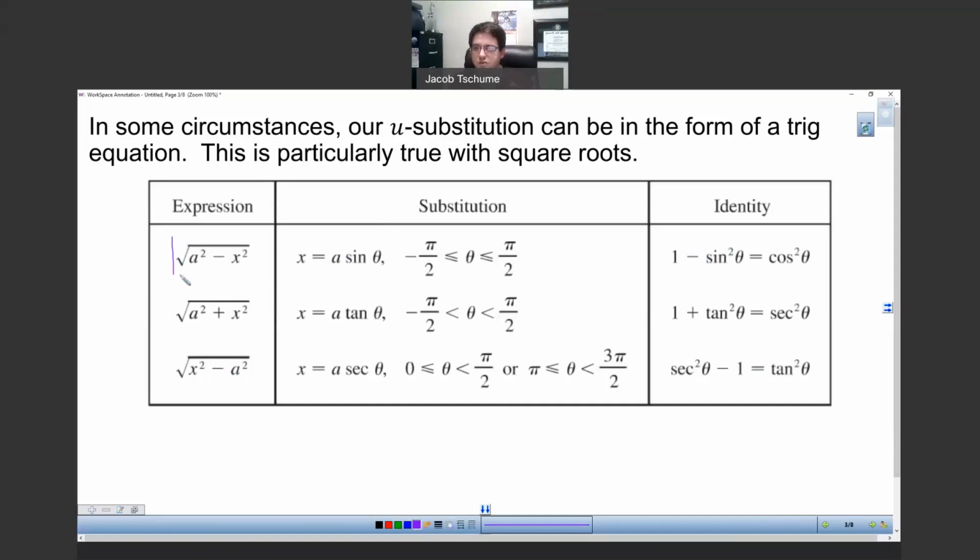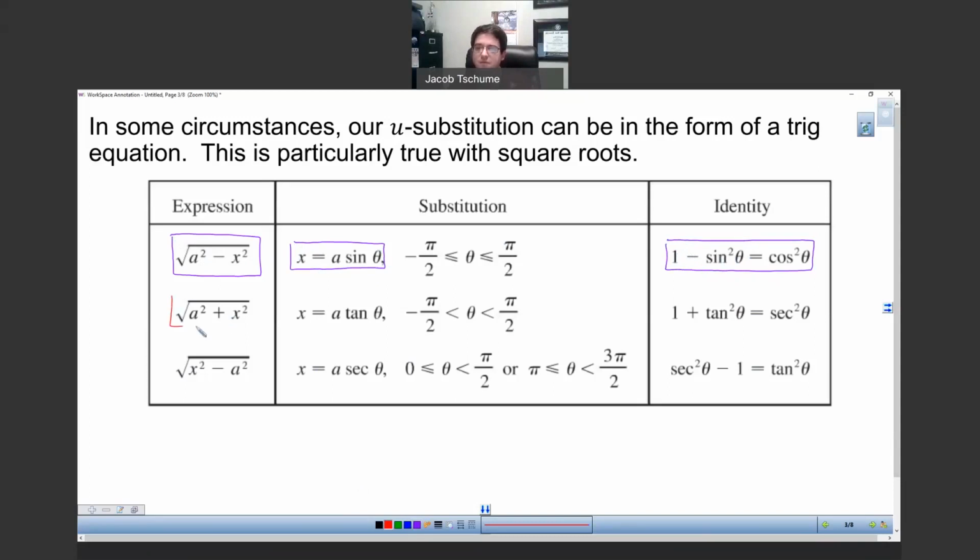If you have the square root of a squared minus x squared, then you will let x equal a times sine of theta, where a is just the square root of your a squared term. Once you substitute that in, the identity 1 minus sine squared equals cosine squared should show up to allow you to get rid of the square root. If this identity does not show up, you picked the wrong trig substitution.